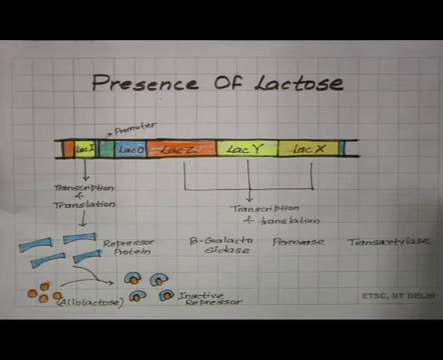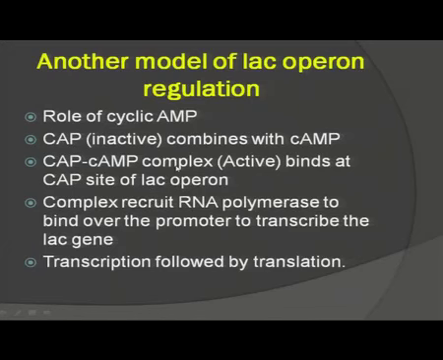Here is another model of regulating the LAC operon which involves the role of cyclic AMP. Cyclic AMP means cyclic adenosine monophosphate. CAP, that is catabolite activator protein, which is inactive in nature, will combine with cyclic AMP. The CAP-cAMP complex gets activated and it will bind at the CAP site of the LAC operon.